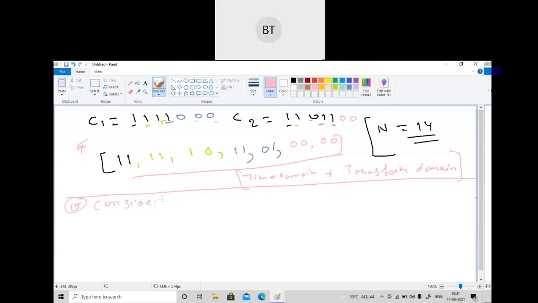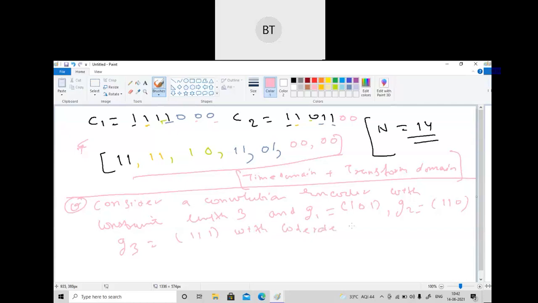So consider a convolution encoder with constraint length given to you 3, and G1 is given as 101, G2 is given as 110, and one more thing, G3 is also given to you, that is 111, and one code rate is given to you.